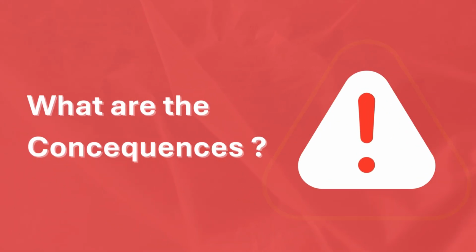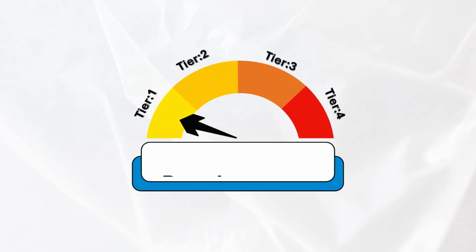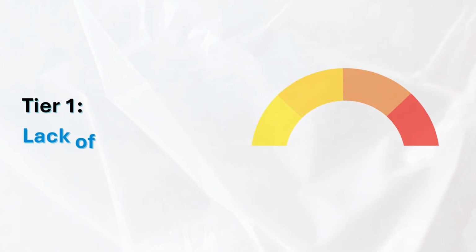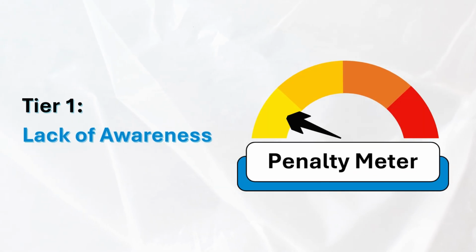The consequences of ignoring these rules are severe. Violations fall into 4 tiers based on severity. Tier 1 is lack of awareness. This is an honest mistake where you didn't know the rule. The penalty starts at $100 per violation.